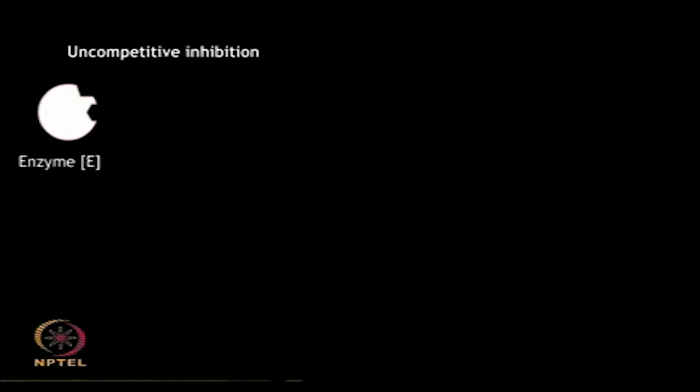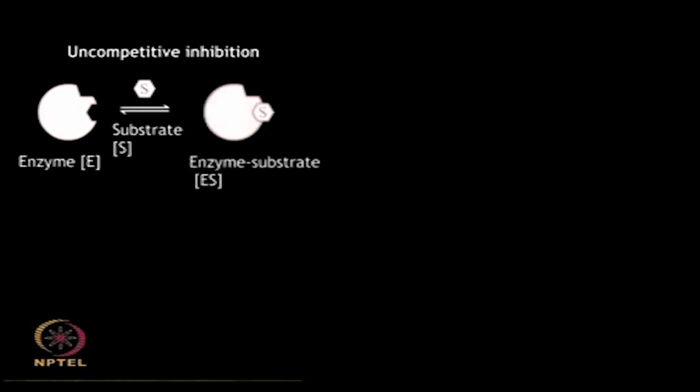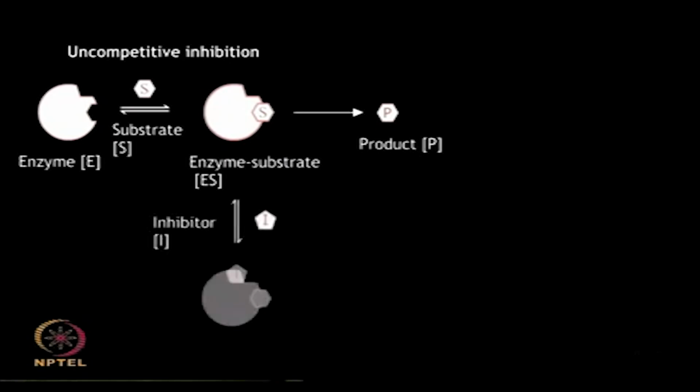In case of uncompetitive inhibition, the substrate and inhibitor both have different binding sites on the enzyme. Binding of the inhibitor to the enzyme substrate complex prevents any further reaction and no product formation is observed. Both the Km and Vmax are found to decrease with this type of inhibition.